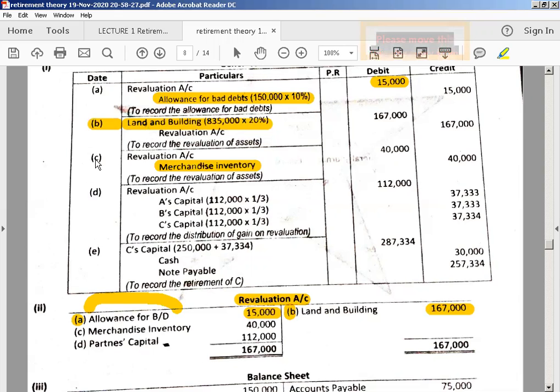Then in the third part, we have done the journal, revaluation will be on the debited side. I write it down on the debited side of the revaluation.